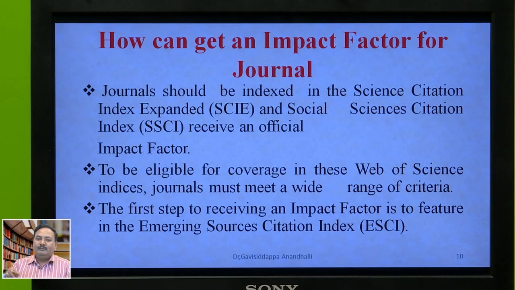Your journal should meet a wide range of criteria: quality of article, quality of your research, level of research, and it should be a peer-reviewed journal. They will check the quality. They will have a series of editorial boards, and your journal article should pass all the peer-review process. Then only is your journal eligible to be allotted an impact factor. The first step to receive an impact factor is to be figured in the Emerging Source Citation Index. Then only can you get the impact factor of your journal.